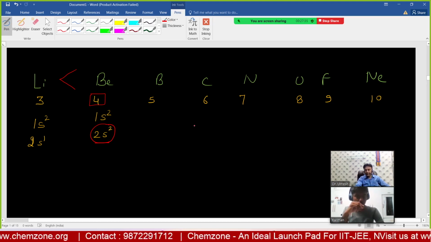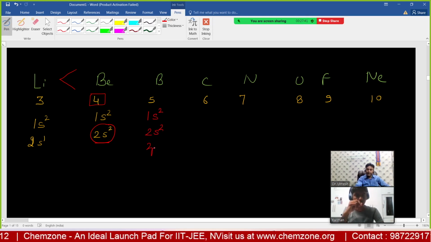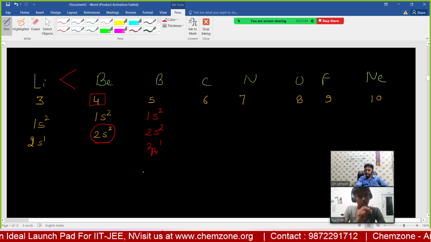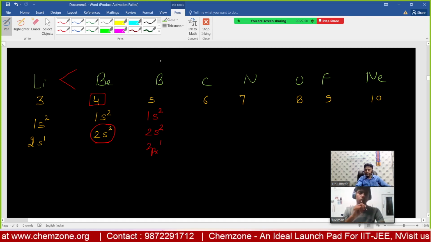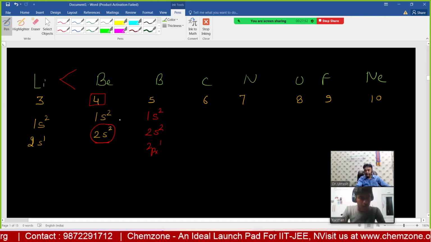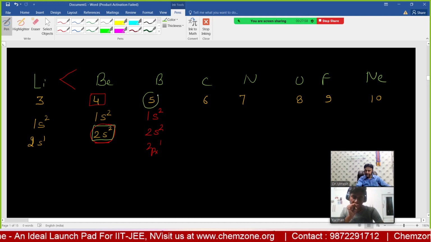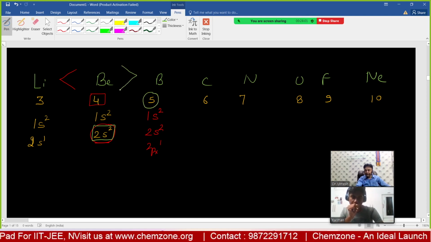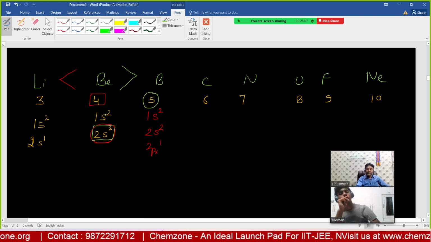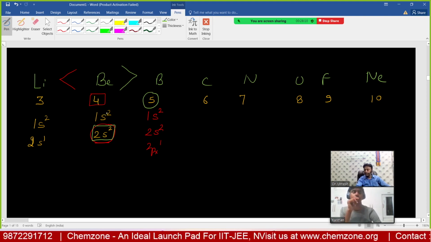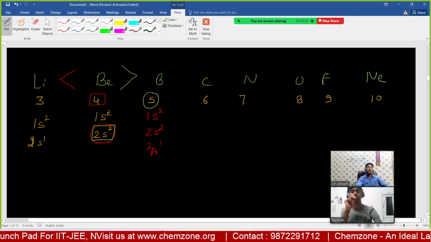Now, if we compare boron here, the electronic configuration is 1s2, 2s2, and 2p1, 2px1. Now, of these two electronic configurations, can you tell me which is more stable? Beryllium, completely filled, right? So even though boron has a higher nuclear charge, beryllium has a higher enthalpy of ionization as compared to boron. The prime importance goes to the electronic configuration.